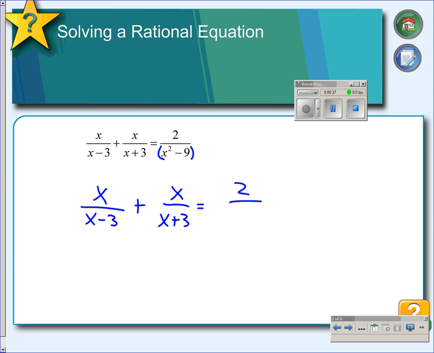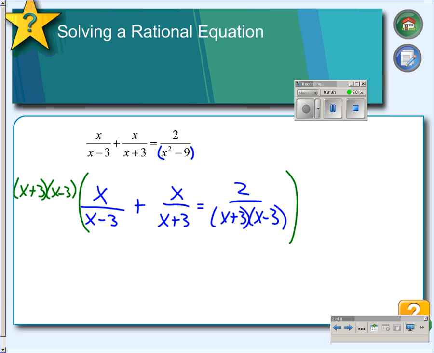So x squared minus 9 will factor as x plus 3 and x minus 3. So our common denominator is going to be x plus 3 and x minus 3. Once you know what your common denominator is, then you multiply the entire equation, all parts, by the common denominator.